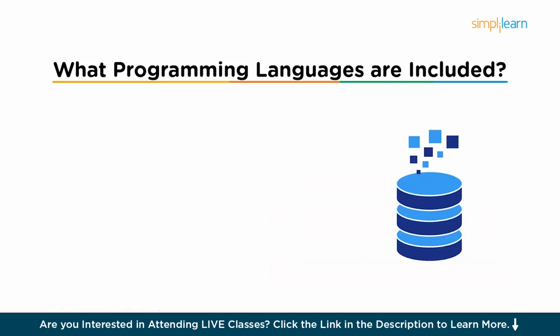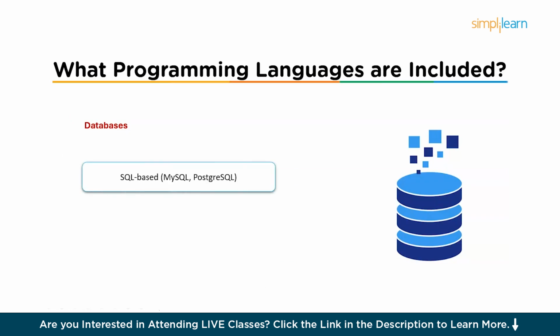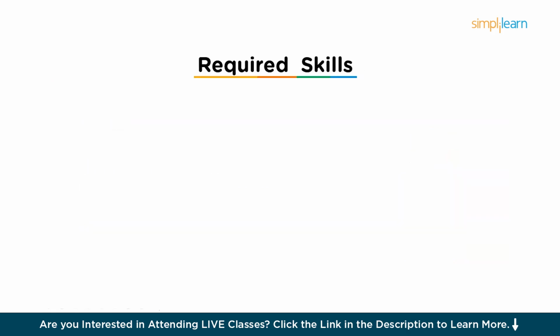Then moving on, we'll understand the databases. In databases, we have two choices. There is SQL-based, that is MySQL and PostgreSQL. And then we have NoSQL, that is MongoDB and Firebase. So after we are aware of the programming languages that actually make you a full stack developer, let's see what skills we actually need to become a full stack developer.